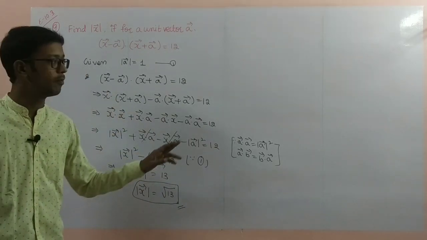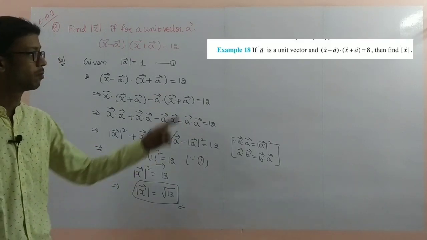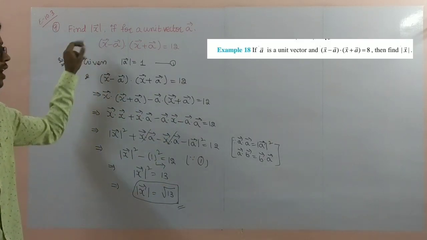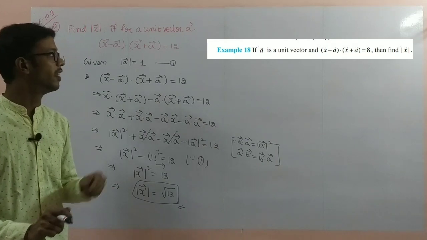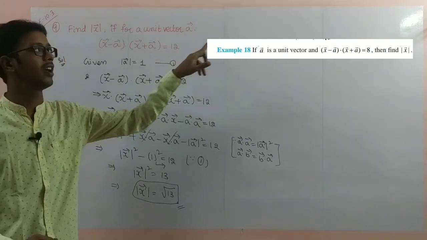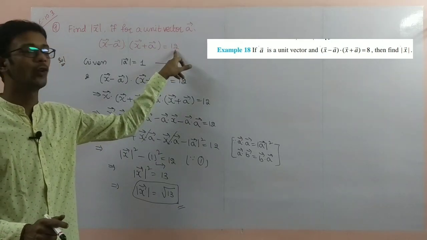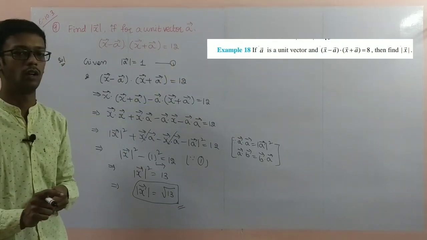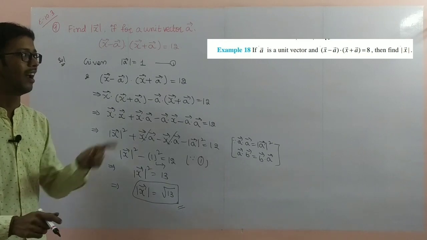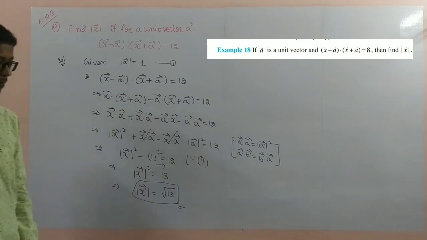Next, example problem number 18, which I displayed there. Same as before, you have to find the magnitude of x bar. The only change is that in place of 12, 8 is there. You have to substitute 8 in place of 12. So pause the video to note it down, and take that one as homework.